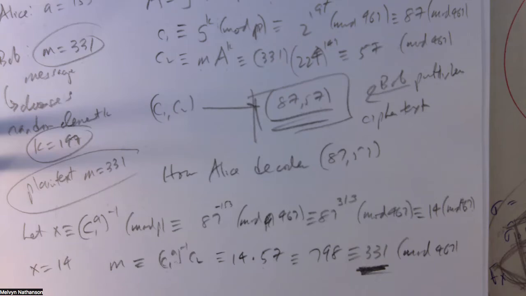So Alice was able to decipher Bob's message to recover the plain text 331. And no one else can do it, even though they have almost all the information Alice has. Everyone has the prime P, the primitive root G, the publicly announced number capital A, and then the pair of numbers C1 and C2 that Bob sent to Alice. Alice doesn't know and doesn't need to know the random element K that Bob used to prepare his numbers C1 and C2, but she still was able to decipher the message.